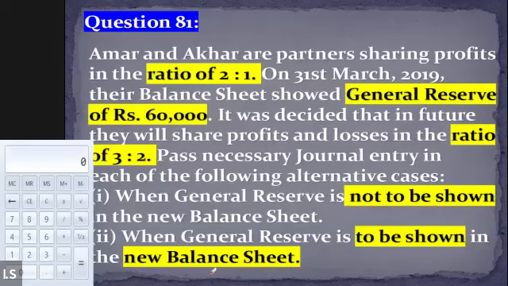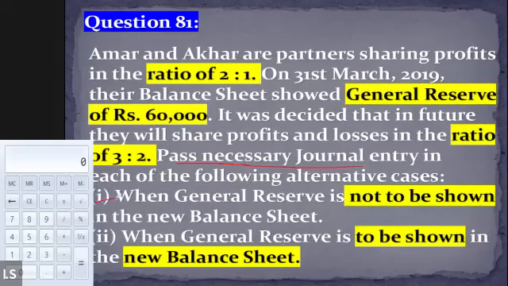Now let's do a question based on this concept. Question number 81 is based on the concept of general reserve. It states that Amar and Akhar are partners. Their general reserve is 60,000. Their old profit sharing ratio was 2:1. The new profit sharing ratio is 3:2. The question says we need to pass the journal entry, considering two different cases.